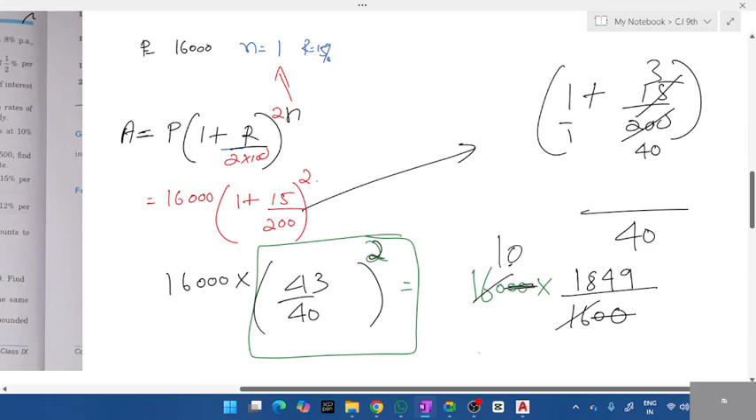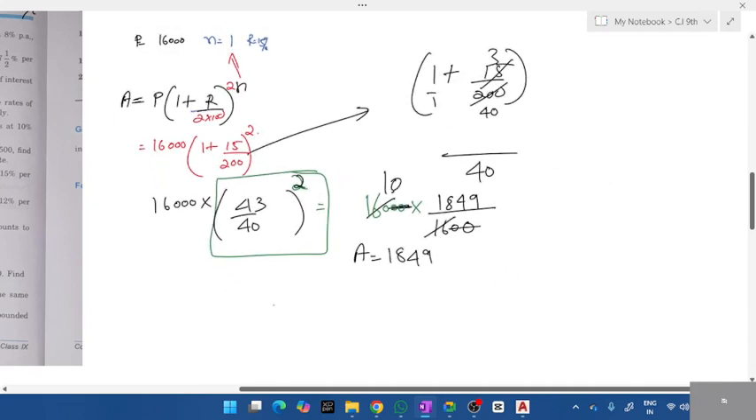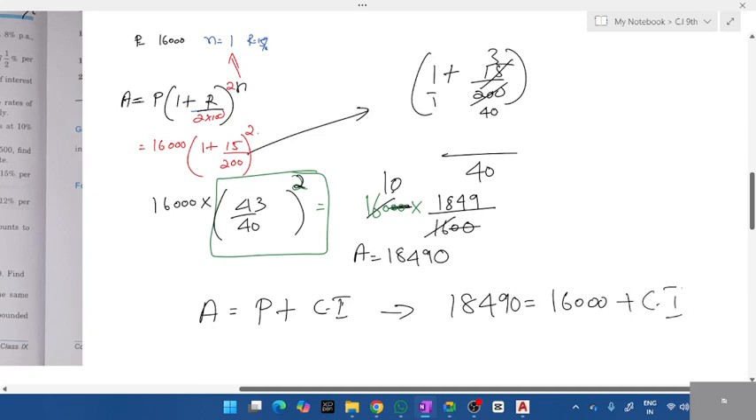So two zeros get cancelled, 16 tens are 160. What is the value of amount? 18,490. Amount is equal to 18,490. Now how will you find compound interest, students? A is equal to P plus CI. So find the value of compound interest, subtract it, and you'll get the answer.